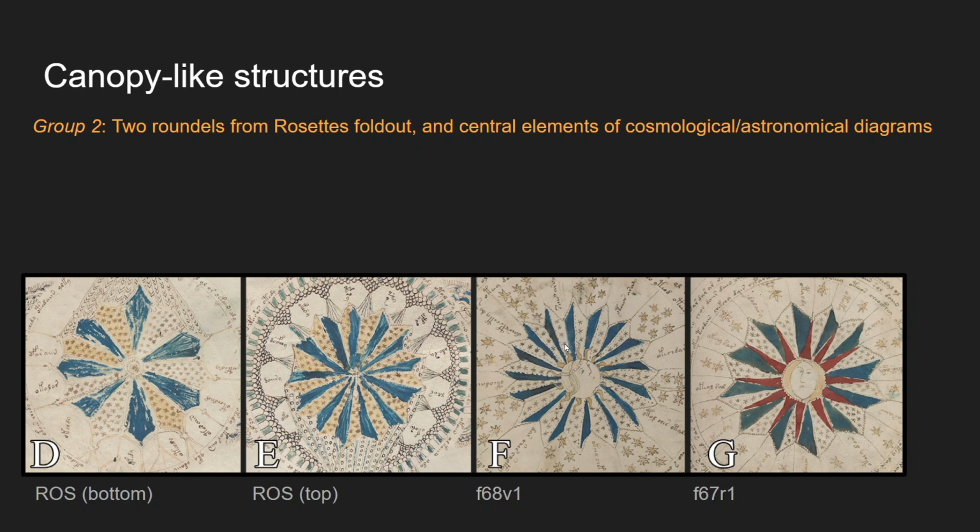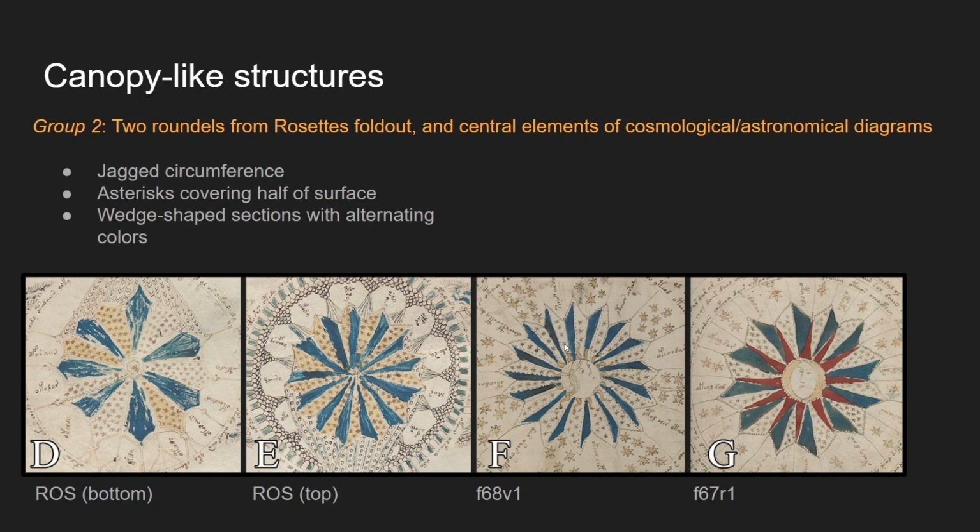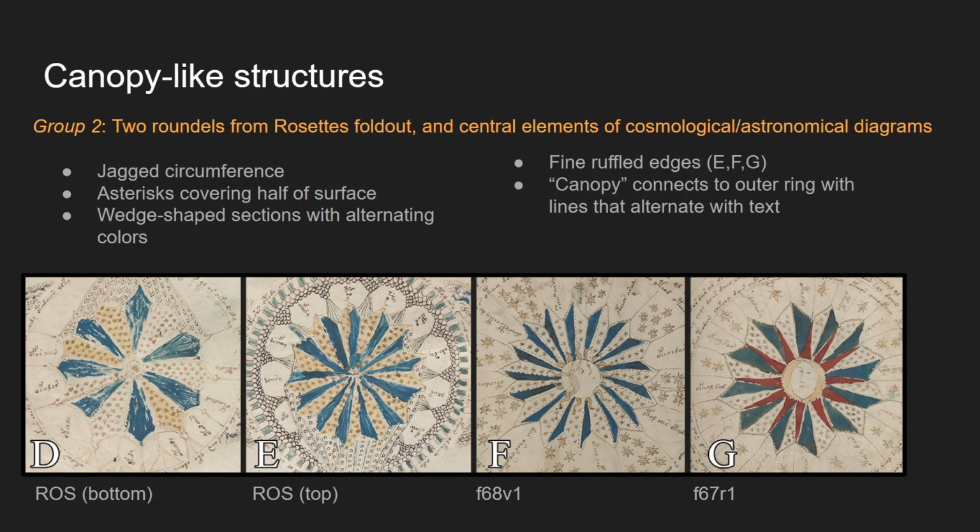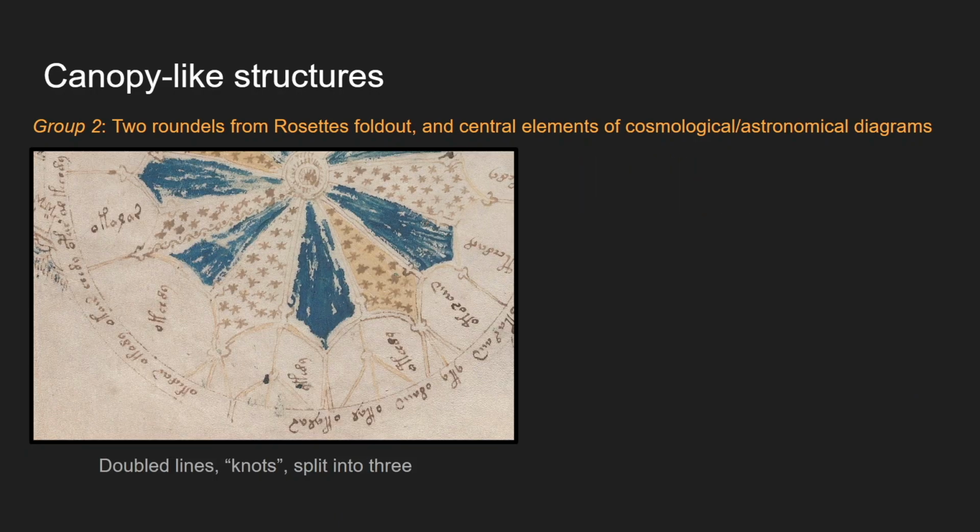First, they share some remarkable features with each other: a jagged circumference, asterisks covering half their surface, and wedge-shaped sections in alternating colors. Three examples have ruffled edges. All four examples are also surrounded by sections of text that alternate with lines, and these connect to an outer ring. Unique features include doubled lines in the bottom rosette that connect to the edge, with a number of wider intervals that have been likened to knots. Some also split in three.